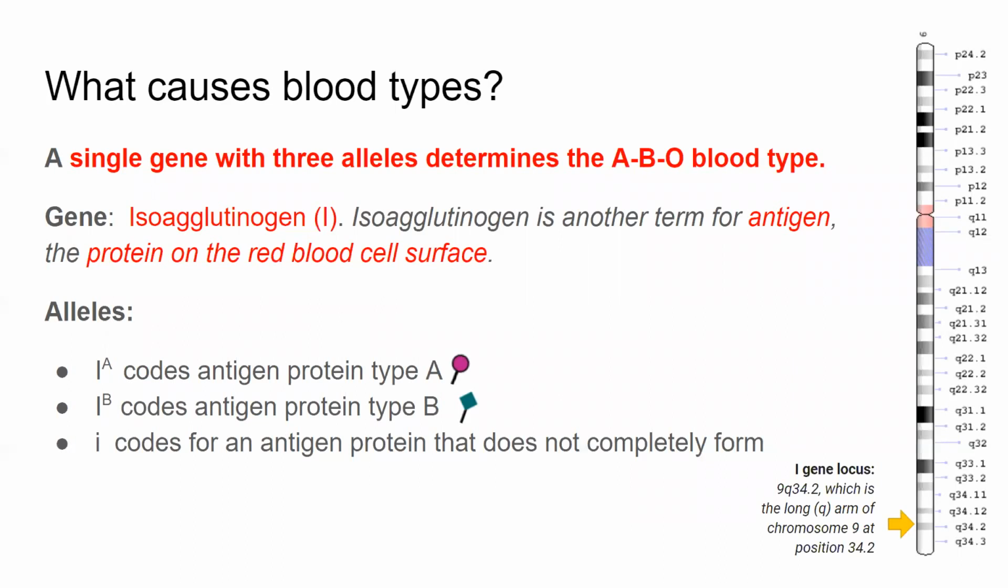Okay, this is what you were writing. What causes blood type? You have a little question in the top left corner. A single gene with 3 alleles determines the ABO blood type. You can say single gene, 3 alleles.